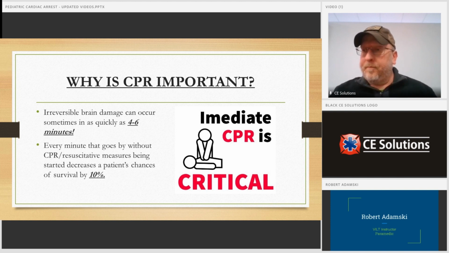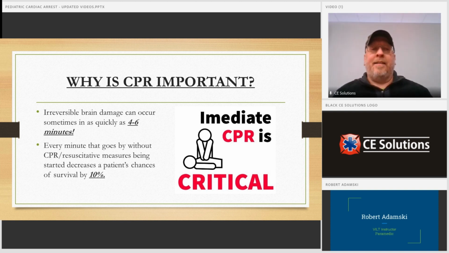Now, realize that we are under a significant time hack here. It's been shown statistically through research that irreversible brain damage can occur in as quickly as 4 to 6 minutes. Sometimes it can take up to 10 minutes, but it's been shown to occur in as quickly as 4 to 6 minutes. That's not a lot of time.